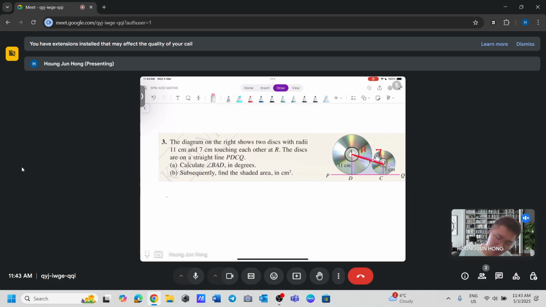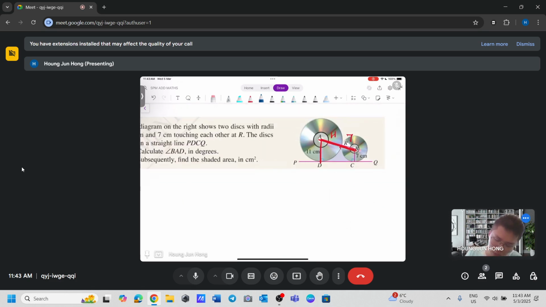First of all, angle BAD. How are we going to find that? I think for this question you have to do a little bit of triangle as well. It's also a bit clever. If you want to find this angle, what is the formula typically? S equal to r theta, A equal to half r square theta.